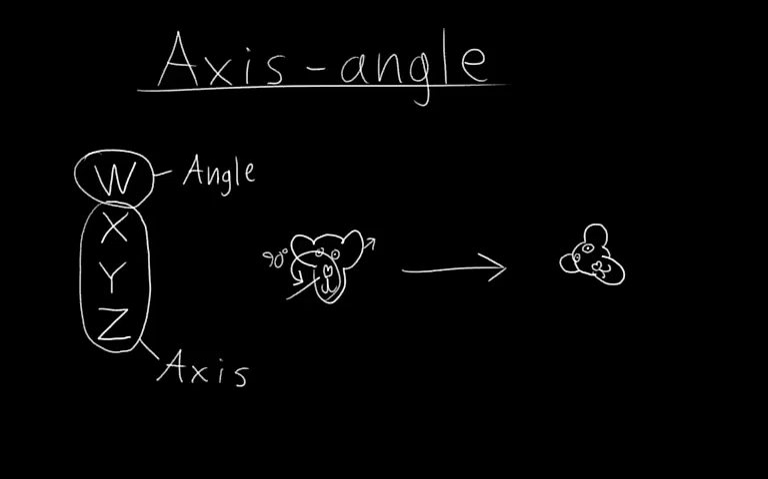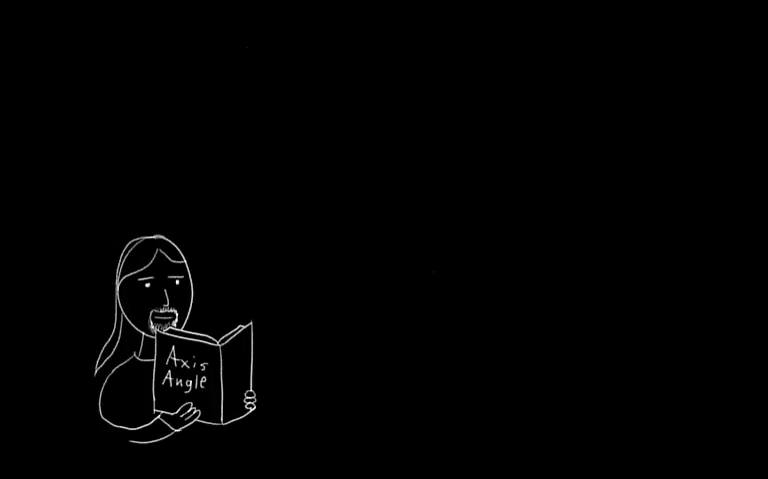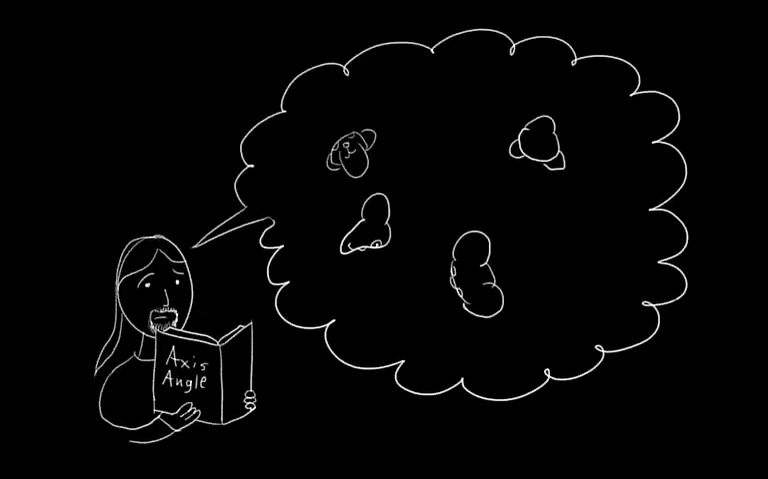Now, I don't know about you, but when I first learned about axis angle, I thought there must be some hidden limitation in there. Surely there are orientations that you can't reach with a rotation around a single axis. As it turns out, that's not the case. You can reach any 3D orientation from any other 3D orientation with a single rotation around an axis.